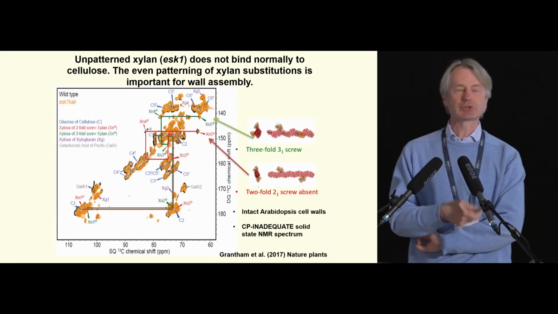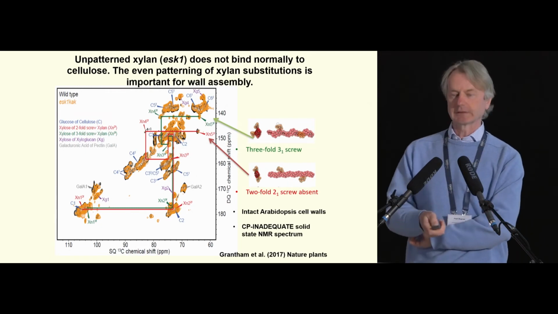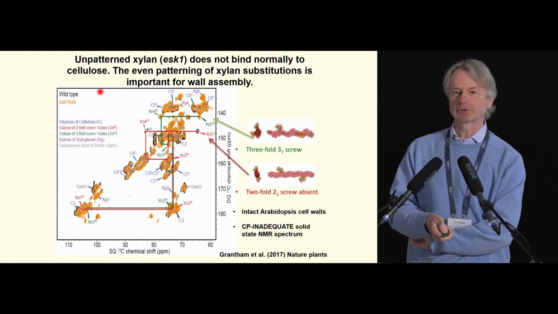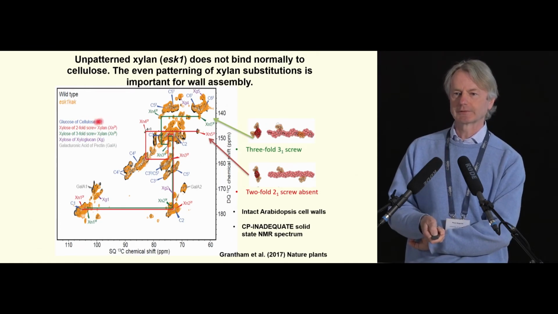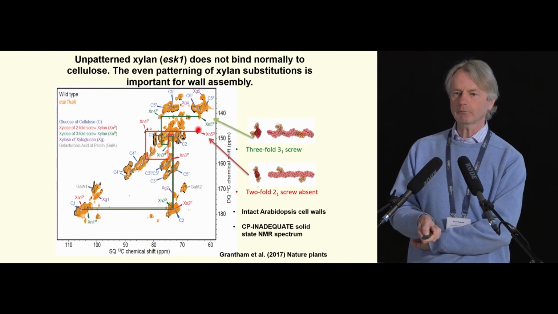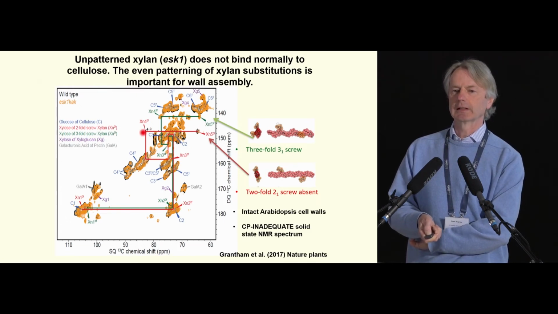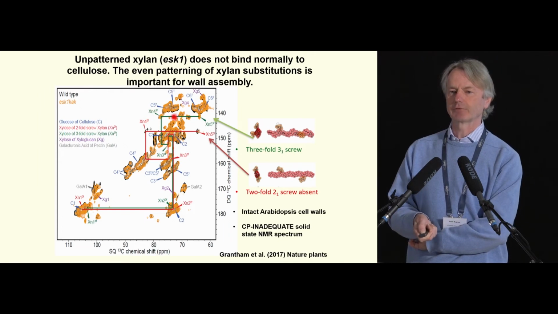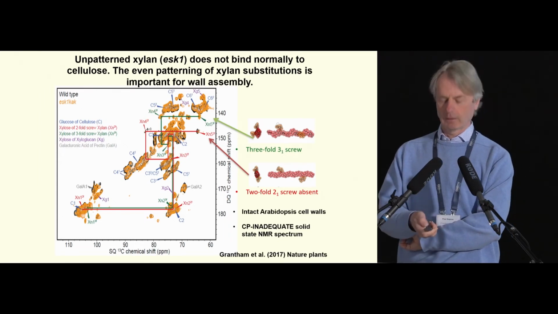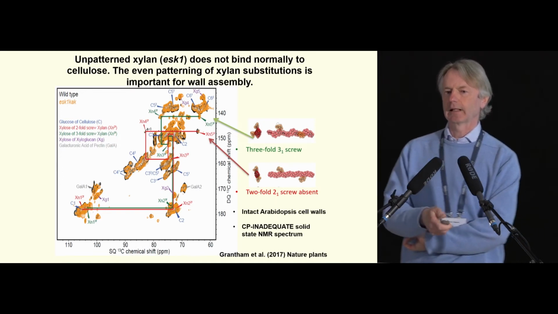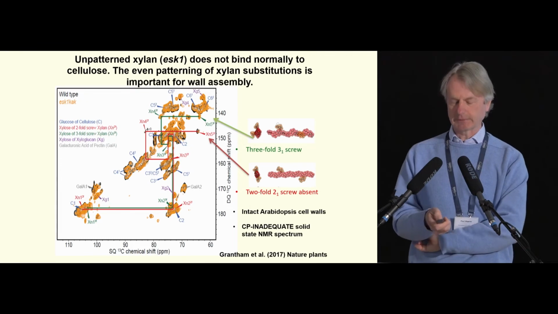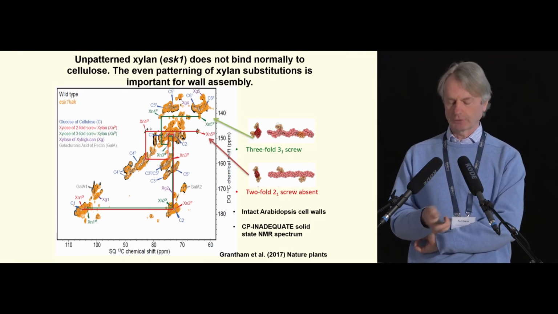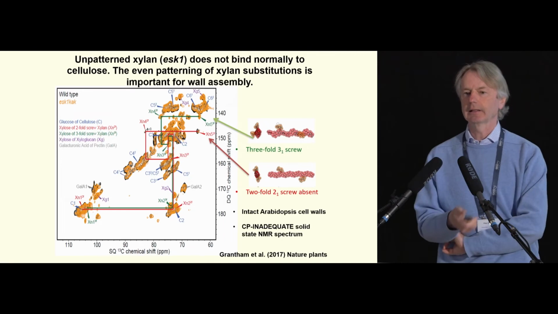And the question we're asking is, what happens if we change the patterning of the xylan? Does this change the assembly of xylan onto the cellulose? So in this case, the orange spectra here are of our changed acetylation plant. And what you can see is that, again, the signals for the two-fold screw xylan are very much reduced in this mutant, and the signals for the three-fold screw xylan are very much more increased.